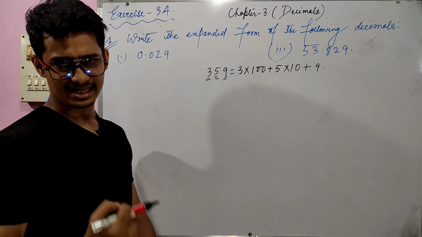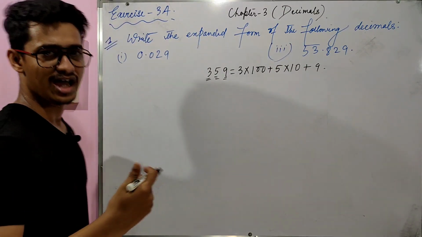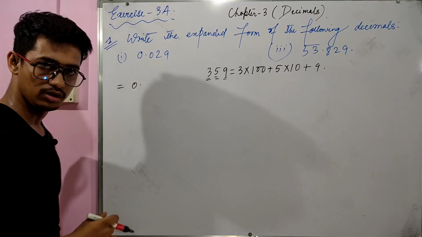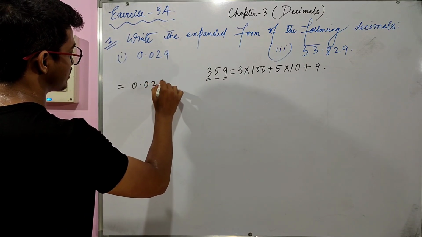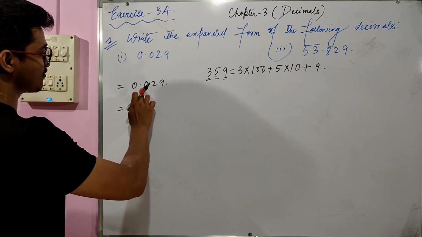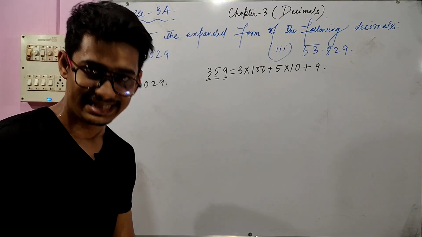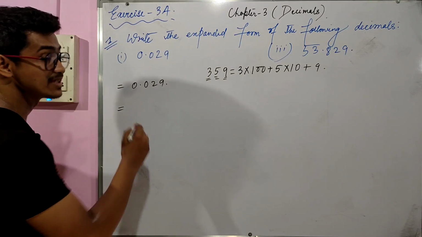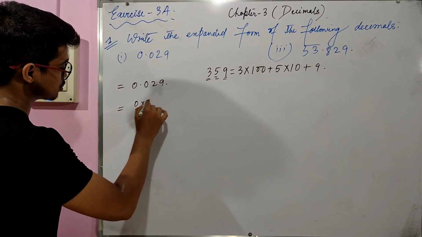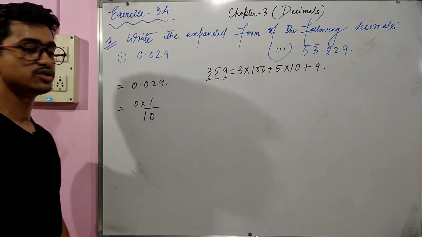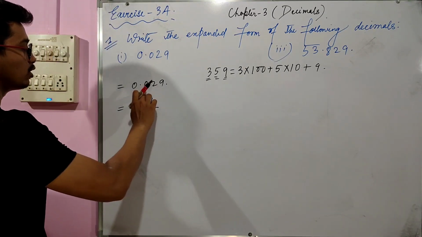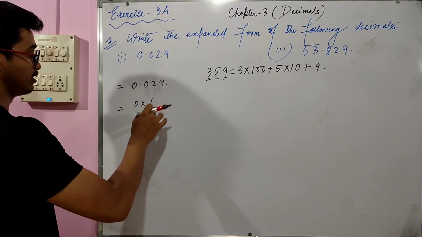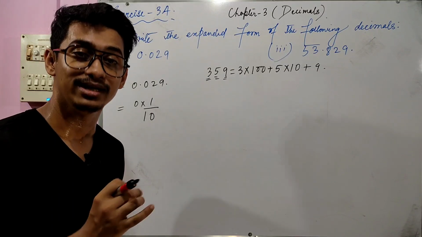In the same way, how will you do it for the part after the point? The question is 0.029. After the point, what is the position? That is 0. How will you write it? That is 0 into 1 by 10, because 0 holds its position in the tenths place. And the denoting factor of the tenths place is 1 by 10.